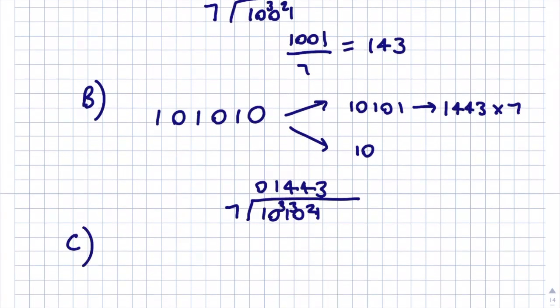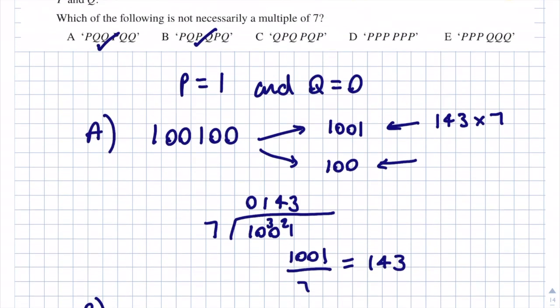Now, if we look at C, you should be able to see that C is QPQPQP. Now, if we go back to the start of the question, we made up our values for P and Q. And B and C are basically the exact same result. It's just that P and Q have been reversed. So what that means is if I made P equals 0 and Q equals 1, then my result for C is going to be the same as my result for B. So therefore, I can say without doing any workings that C must also be a multiple of 7. So I'm going to tick that off.